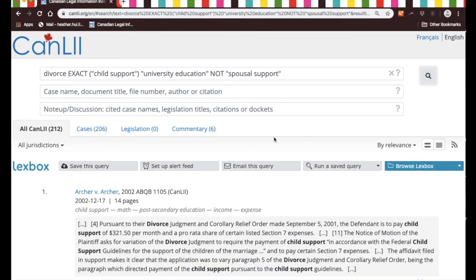Okay, so instead of the 610 cases we started with, we now only have 206 cases. So the operator not is a pretty good word to use sometimes, because if you know that there are certain documents you don't want that include a particular concept, you can exclude them. And that's about it.